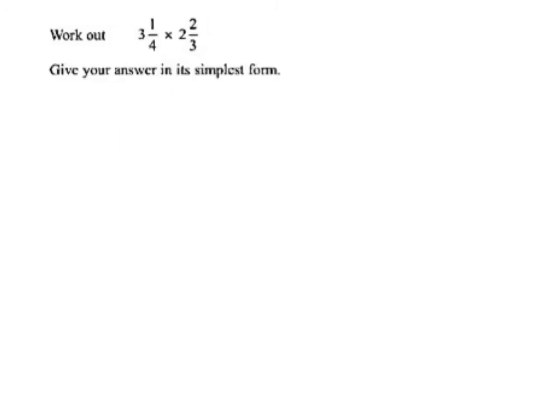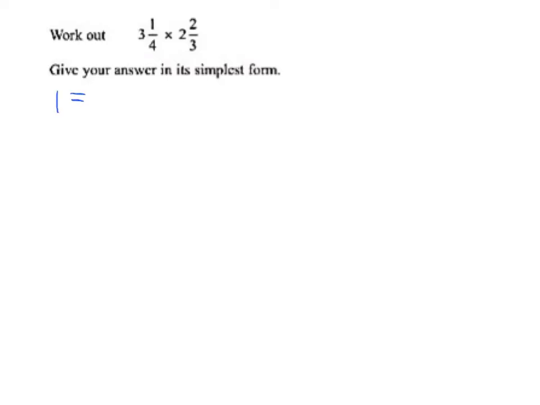For mixed numbers, it's slightly more complicated. You must change the mixed number into a top-heavy fraction. For this first fraction, we have 3 wholes and 1 quarter. We have to ask ourselves how many quarters that is in total.